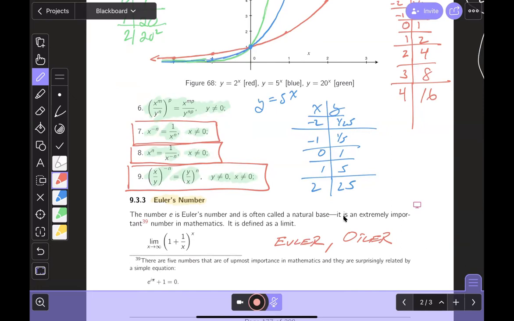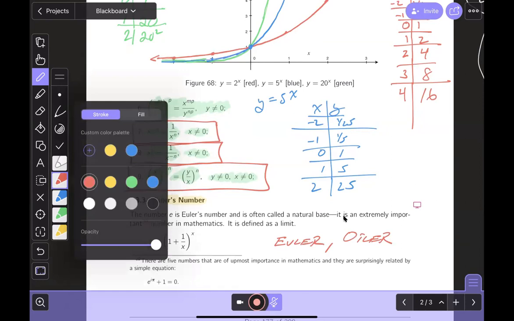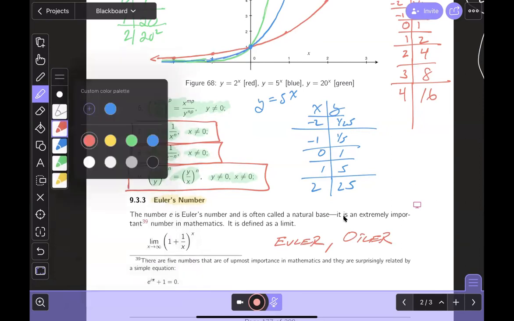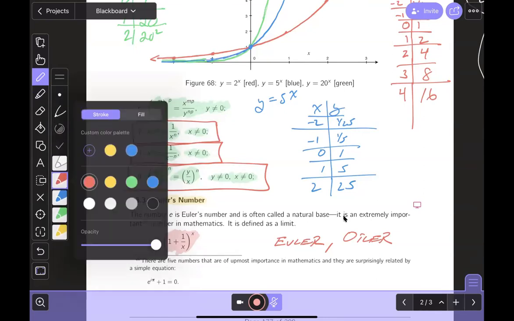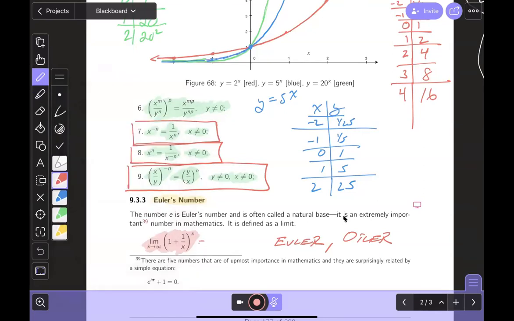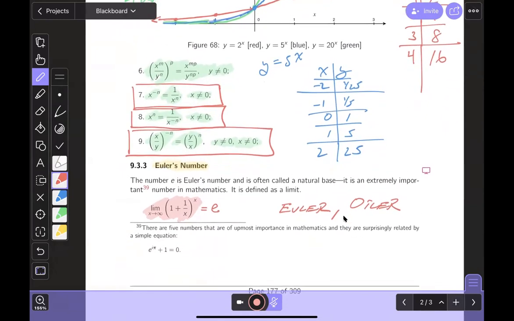All right, let me point this out to you. This is really important over here. So what am I seeing over here? I'm seeing a rational function, that's 1 plus 1 over x raised to the power x. This will equal Euler's number. Euler's number is considered one of the 5 most important numbers in mathematics. And I just want to briefly talk about that. No need to memorize though.